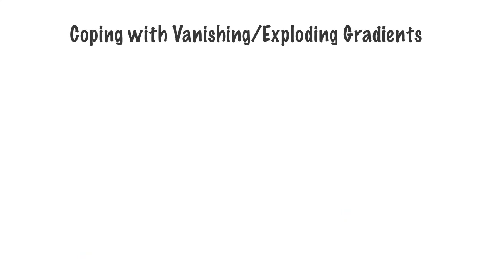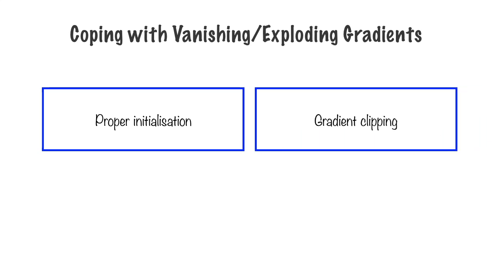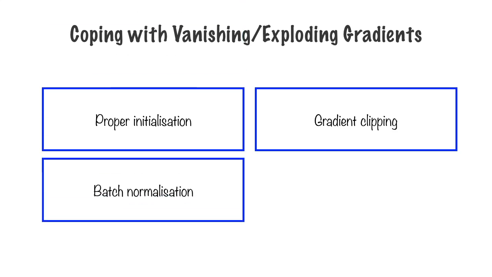There are several different measures that you can put into play to cope with vanishing and exploding gradients. The first is the proper initialization of your weights and bias variables. You don't just initialize them randomly, you use a specific formula. Another way is via gradient clipping. Gradient clipping allows you to clamp your gradient values to a predefined maximum or minimum and thus reduces vanishing or exploding gradients. You can also use batch normalization.